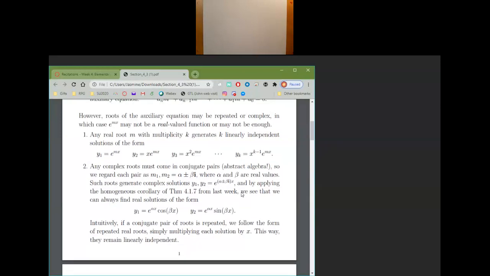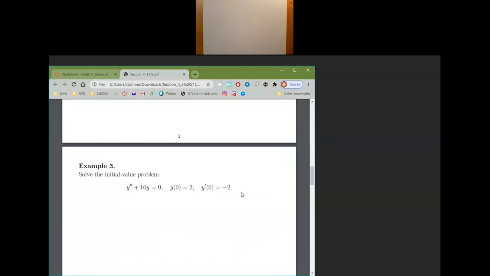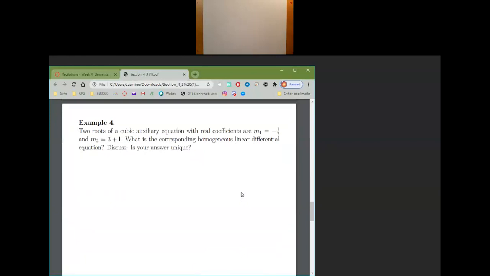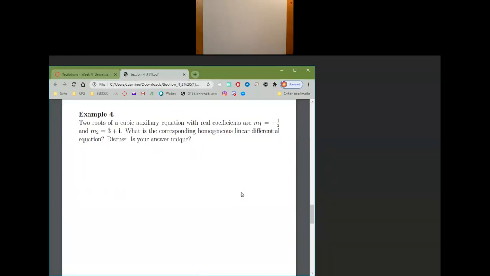So it becomes very, very straightforward, very algorithmic. Okay, example 4. Here we go. Two roots of a cubic auxiliary equation with real coefficients are m1 equal to -1/2 and m2 equal to 3 plus i. What is the corresponding homogeneous linear differential equation? And is your answer unique?